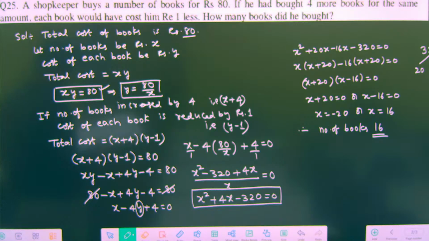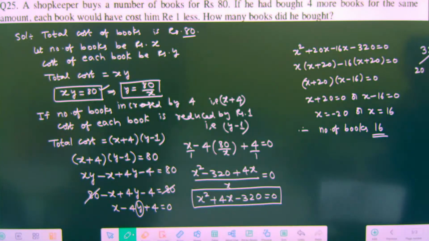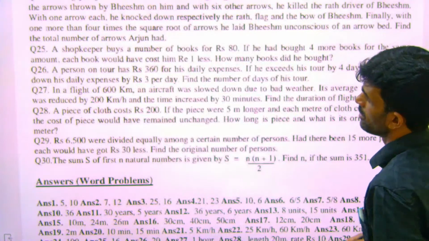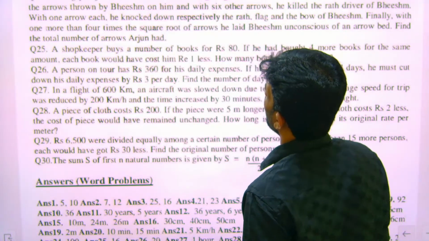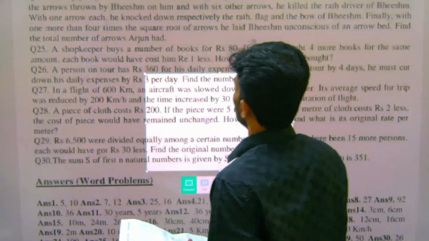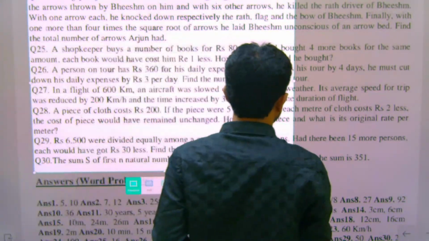Next question number 27 is there, 27 is done, or 25 is done, 24. So number 24 we will take this question.